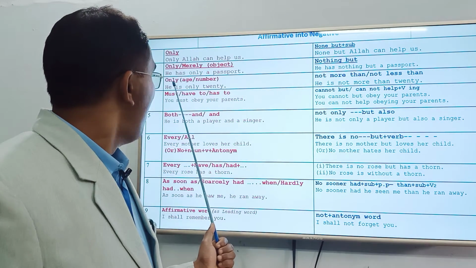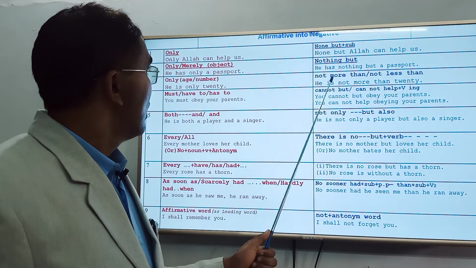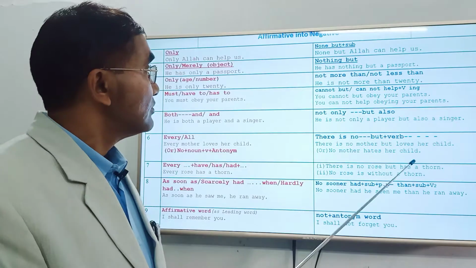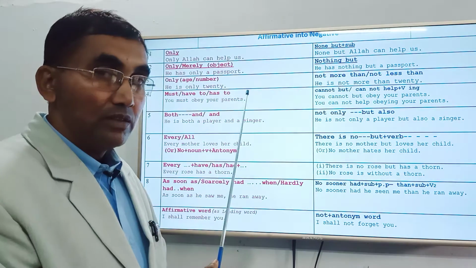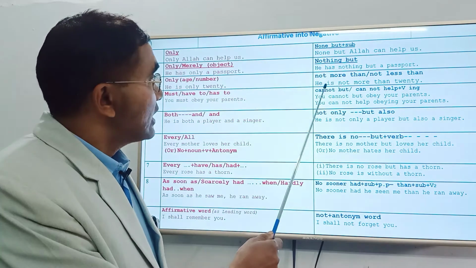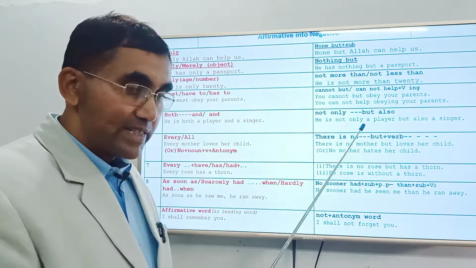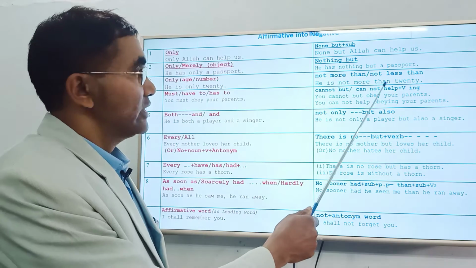If only refers to age or number, in that case instead of only we can use not more than or not less than. As for example, he is only 20. The negative form will be he is not more than 20, or we can say he is not less than 20.